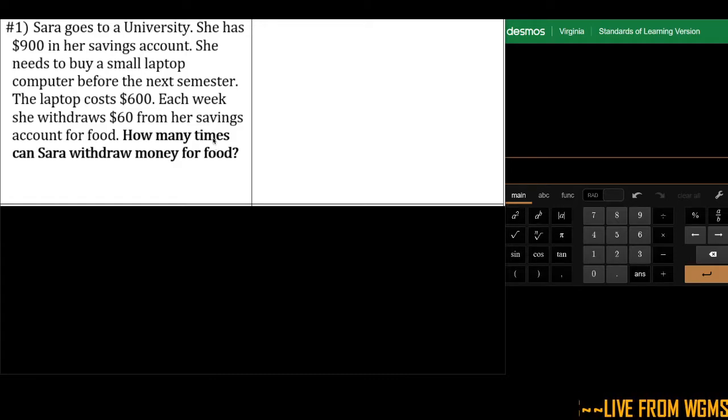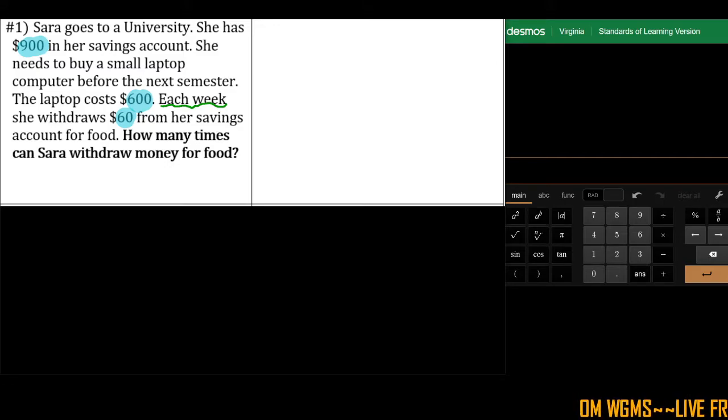So usually what I do is I read through it once, and then I can go through it and maybe either highlight or underline some ideas that we have. So some values that I do want to use, I'm going to say that she has 900 in her savings account, and then the laptop is $600. And then it says that each week she is withdrawing, taking out money from her savings account for food. So how many times can she do that?